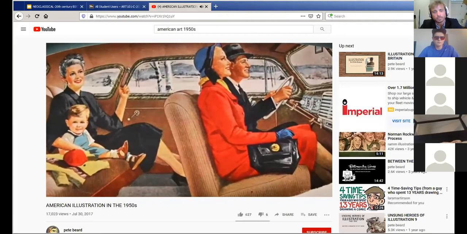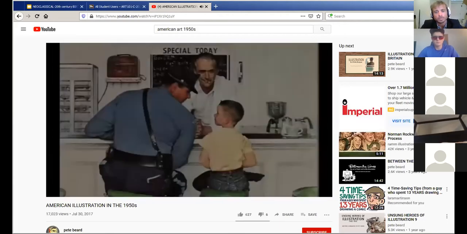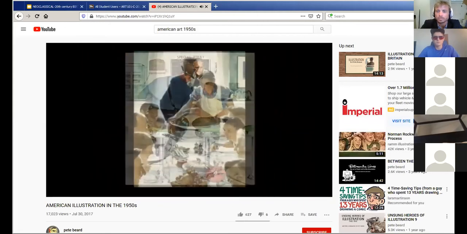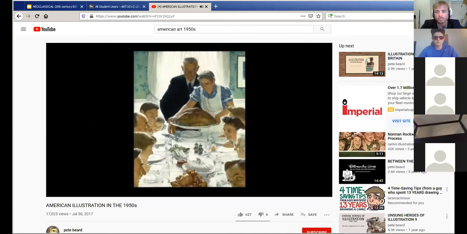And no one demonstrated this better than Norman Rockwell. He had risen to prominence in the 1930s, and by the 1950s, he was easily the best known illustrator in America.